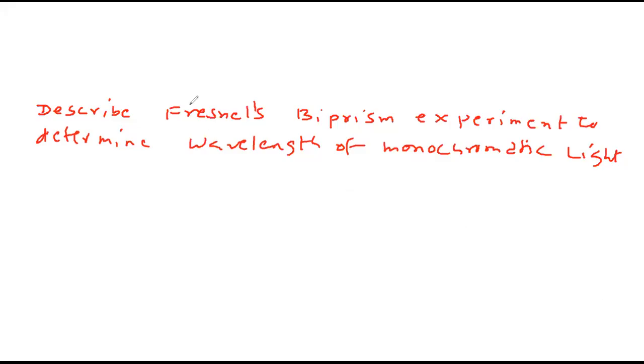Describe the experiment to demonstrate the phenomenon of interference to determine the wavelength of monochromatic light. I'm just drawing one diagram of this experimental deduction.